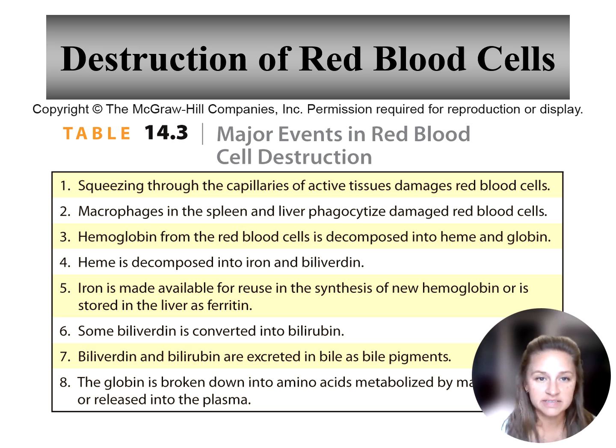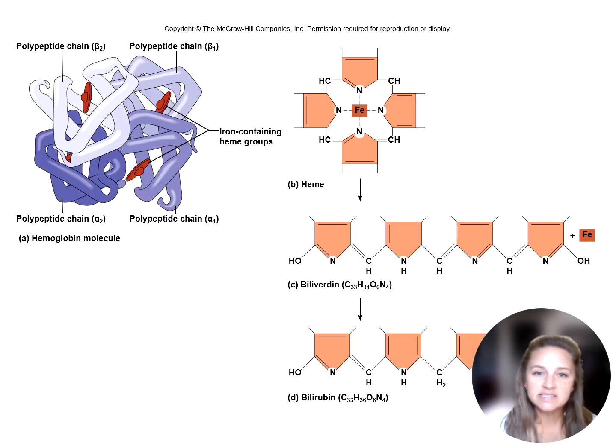So here are the steps of the destruction of red blood cells. And then this is the heme molecule. So this is heme right here. It's called a polyprotic ring. You don't need to know that, but here in this ring is this iron at the middle. So Fe stands for iron. And inside here where the iron is, this is where the oxygen binds.